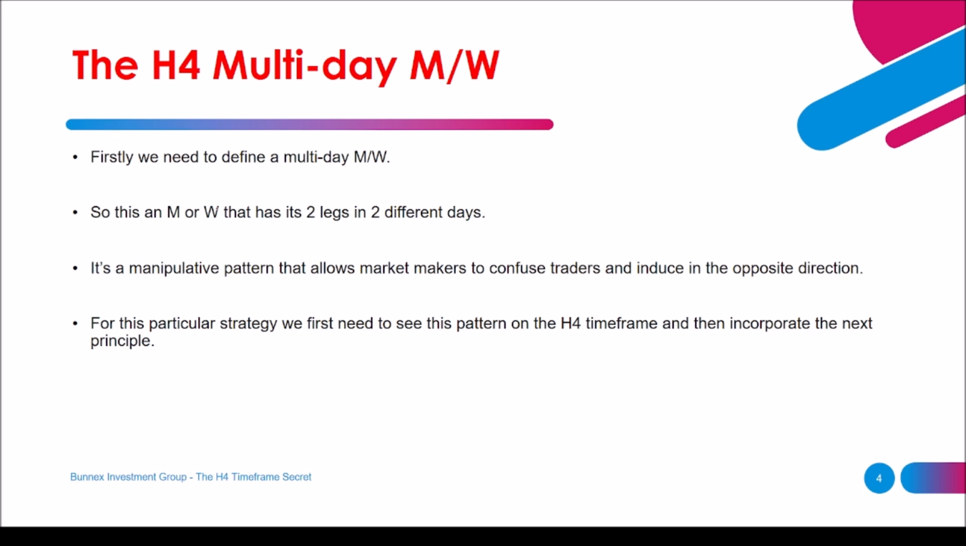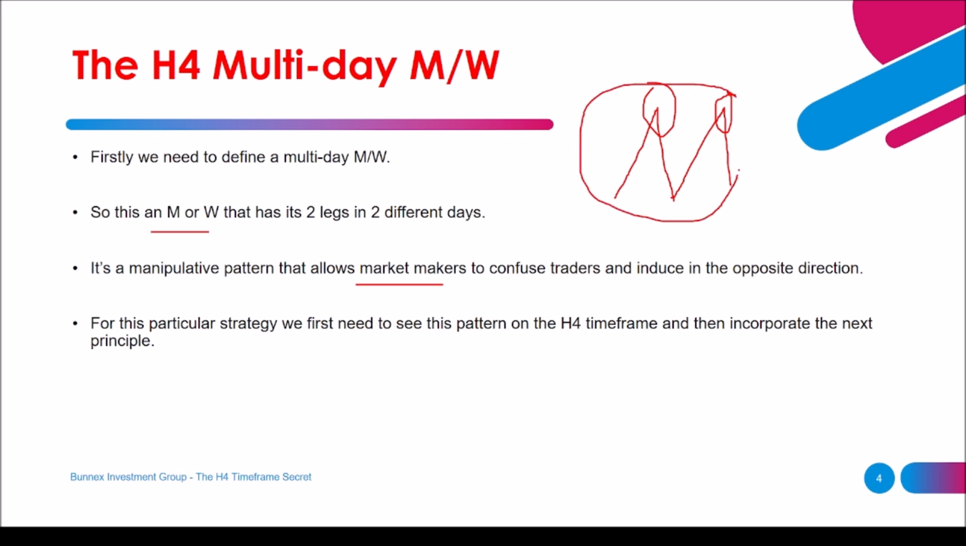So it is actually an MOW that has its legs in 2 different days. By that we mean the first leg is in its day and then the second leg is in a separate day to the first leg. So it's a manipulative pattern that allows market makers to confuse traders and induce them in the opposite direction. If this kind of setup occurs on an H4 time frame, it's something that is there to confuse traders of where the market intends to go next.